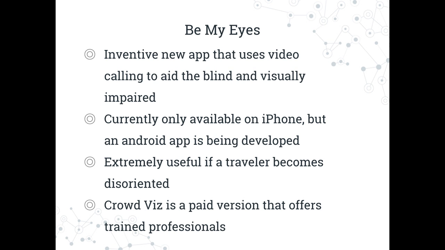So when a blind or visually impaired user needs some sighted assistance, they connect to this app, they're paired with a volunteer, and can get more information on whatever task they need. It is just available on the iPhone right now, but they are developing an Android app. This is a really helpful app if someone gets disoriented, because you can scan around with the phone and ask, okay, what are the cross streets and the landmarks around me?